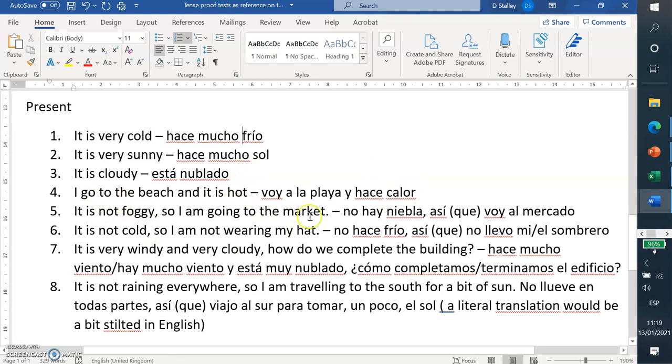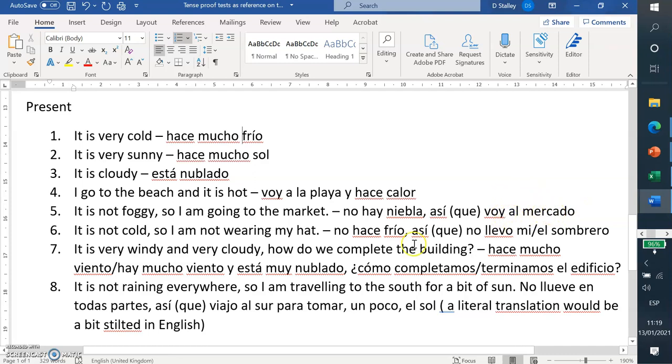It's not foggy, so I'm going to the market. So here I was trying to use negatives. So no hay niebla. So for niebla, for foggy, we use hay. There is and there are. So literally there isn't any fog. So it literally means así, or you could put así que, and then voy al mercado. So remember, voy a is to, so I go to, and mercado is masculine, so it'd be a and el. So a plus el squish together and become al.